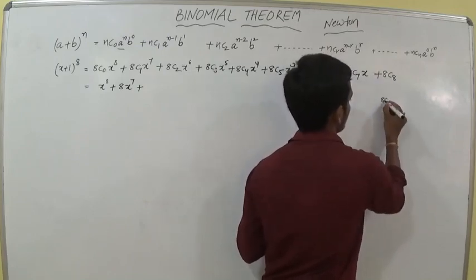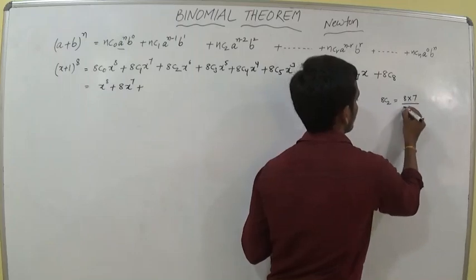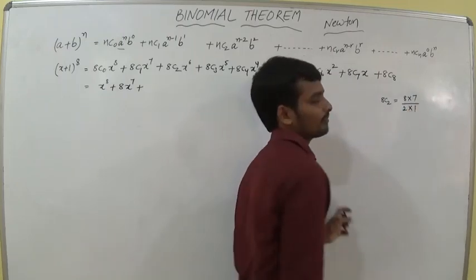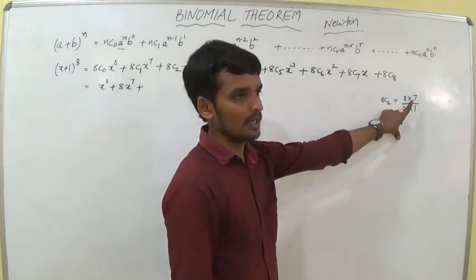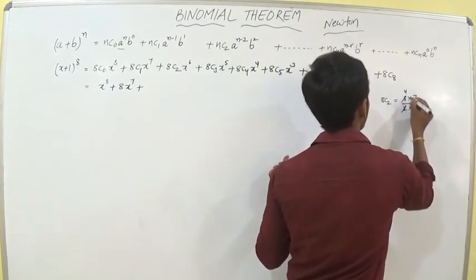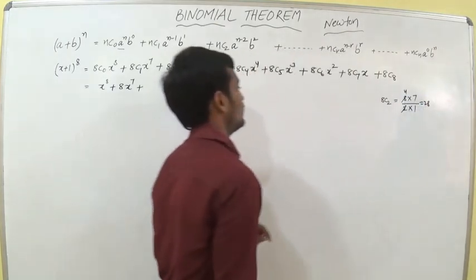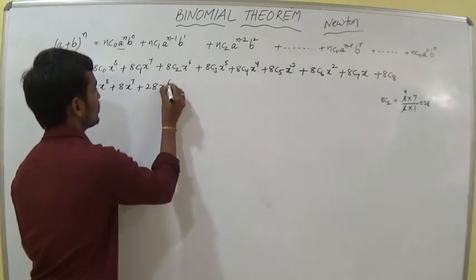8c2 is the easy one. 8c2 is equal to, I told you the method, 8 into 7 by 2 into 1. Here the r is 2, that's why I am writing 2 terms, so 2 into 1. It will cancel, 4 times 7 is 28. Now I am writing 28 x to the power of 6.